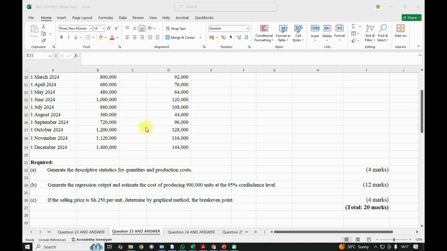So you are required to generate the descriptive statistics for quantities and production costs. Remember when you talk about the descriptive statistics, it deals with the mean, mode and the rest, all those items. Then generate the regression output and estimate the cost of producing 900,000 units at 95% confidence level. And if the selling price is 250 per unit, determine by graphical method the break-even point.